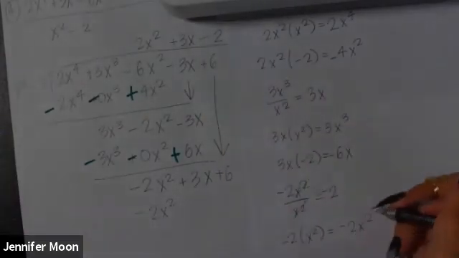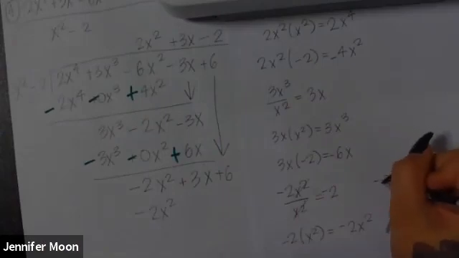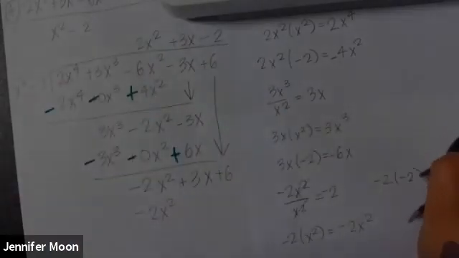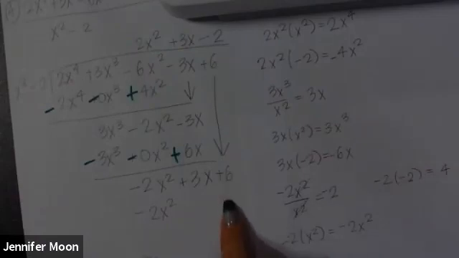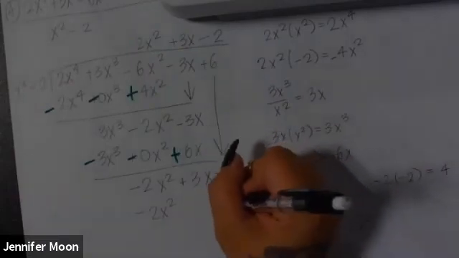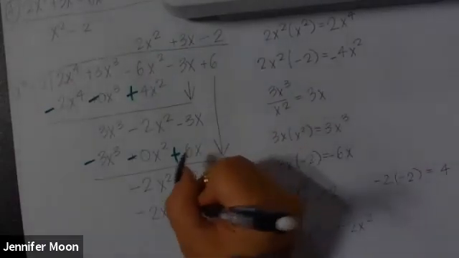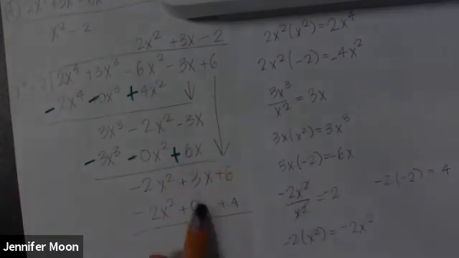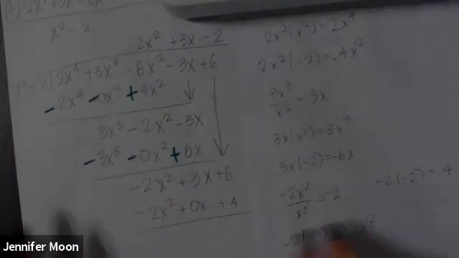Then we're going to do our -2 times our -2. 2 times 2 is 4. Signs are the same, so it's a +4. That doesn't have a variable. It's just a constant, right? So it's going to go underneath the term that also is just a constant. And then you could fill in this term right here with just a plus 0x.